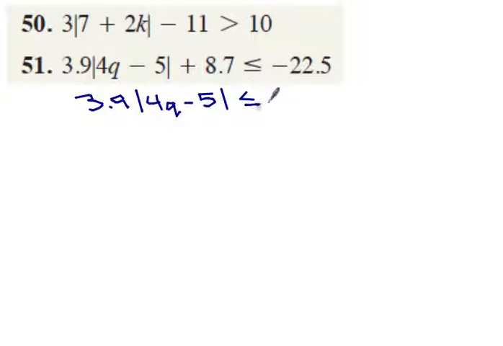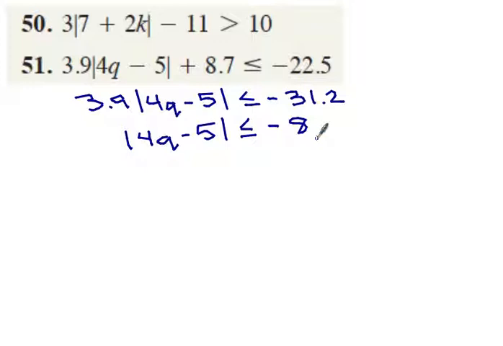And so we'll end up with negative 31.2. Then we'll divide that by 3.9. So our absolute value is going to be less than or equal to negative 8.